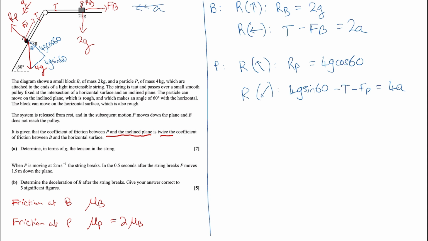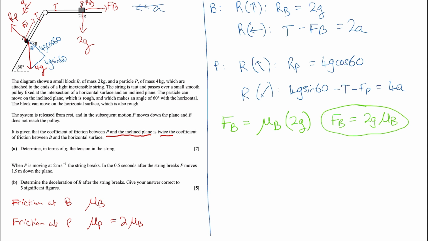So ultimately, we need to eliminate a, and we need to eliminate everything to do with the kind of frictional bits. So let's start by working out some stuff. So let's start with the friction at B. The friction at B is going to be mu B multiplied by the reaction at B. And the reaction at B is just 2g. So FB is going to be 2g mu B.